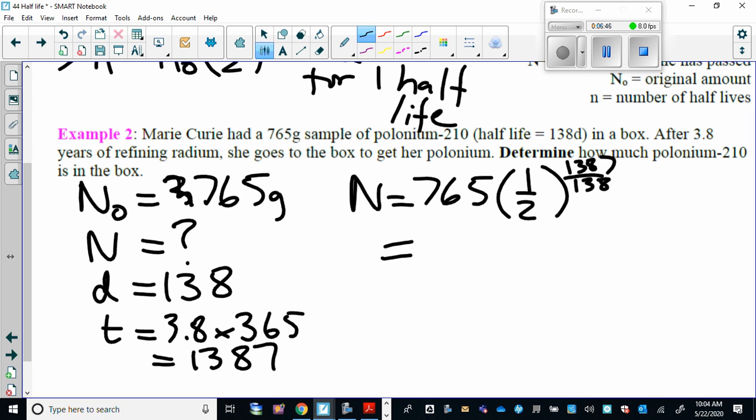Which turns out to be 675 times 0.5 to the exponent by 138. Okay, I plugged that into my calculator wrong. It's times 0.5 to the exponent, 1 divided by, and you should get an answer of 0.72 grams. All right, pretty straightforward.